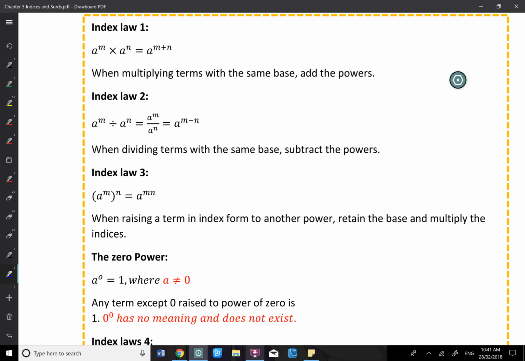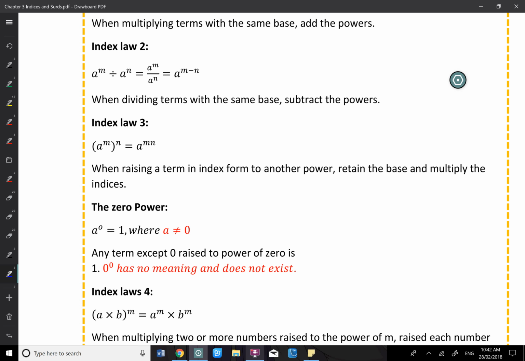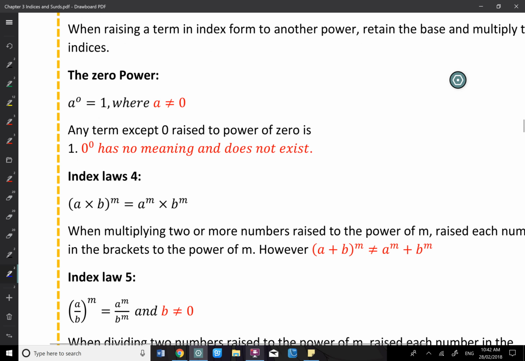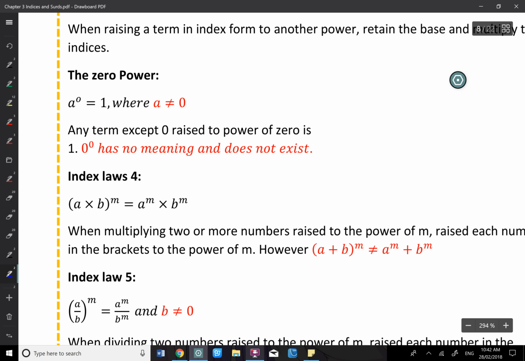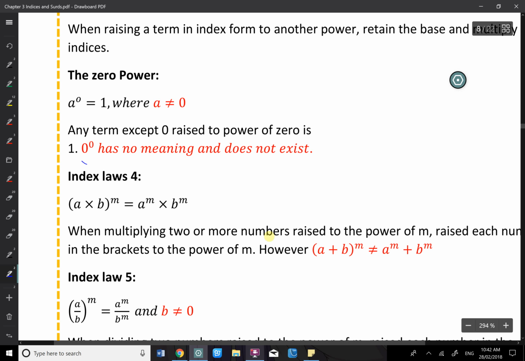When you have a number with a power and you want to power the whole thing again, you times the two powers together. And a very special one is the zero power. So a to the power of 0, any number except 0 to the power of 0 equals 1. So anything to the power of 0 will be 1 except 0. So 0 to the power of 0 has no meaning and does not exist.